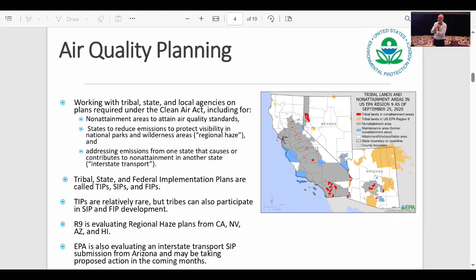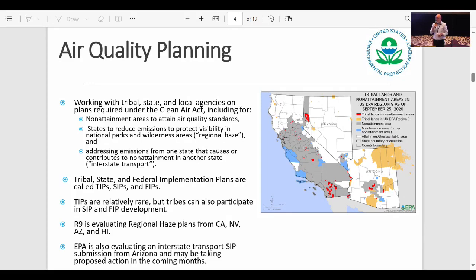Also, once an area is not attaining, the area does what's called an attainment plan. And that's obviously what it sounds like. It's a plan to get into attainment, and it really depends on the standards. We can designate for what they call the 6 criteria pollutants: particulate matter, ozone, SO2, lead, NO2, and CO. For each of those, there are non-attainment areas.